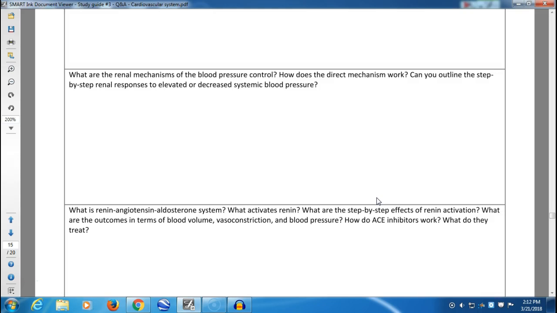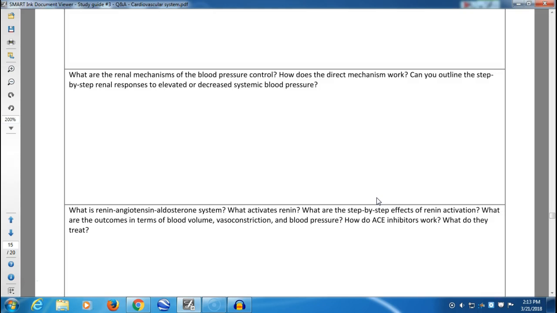Indirect renal response. Blood pressure goes down. What happens to renin? Gets activated. Activated renin activates angiotensin 1. Angiotensin 1 activates angiotensin 2, and angiotensin 2 leads to release of aldosterone. ADH is separate. ADH is from the hypothalamus. ADH acts directly.